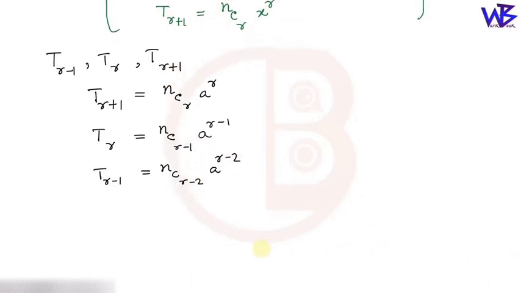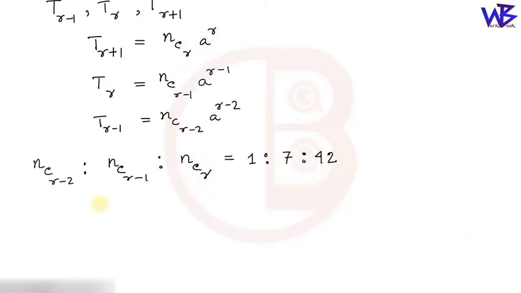So the three consecutive coefficients here are nC(r-2), nC(r-1) and nCr, and according to the question, these three consecutive coefficients are in the ratio 1 : 7 : 42. To solve them, we have to take them pairwise. In the first bit, let us take nC(r-2) and nC(r-1). So nC(r-2) : nC(r-1) = 1 : 7.